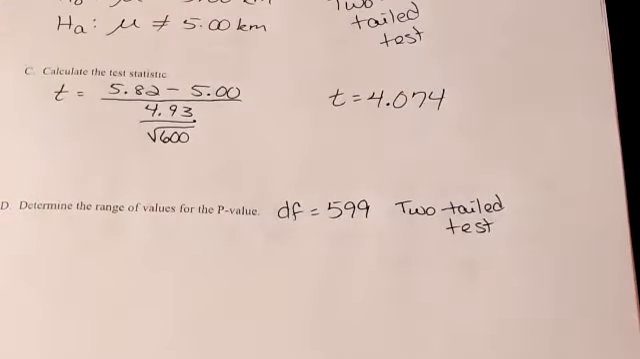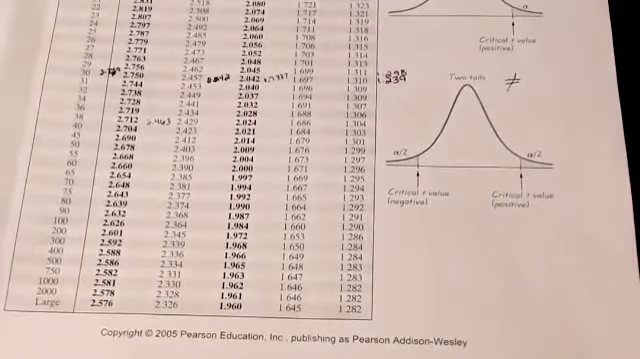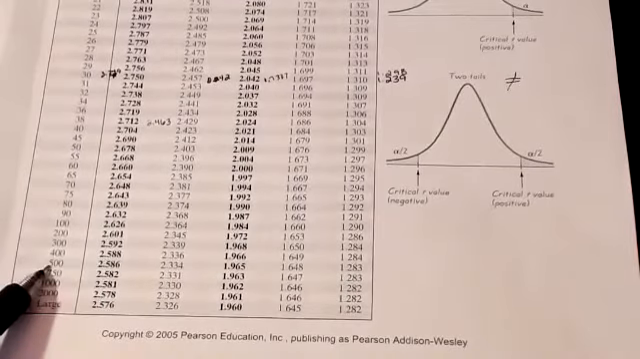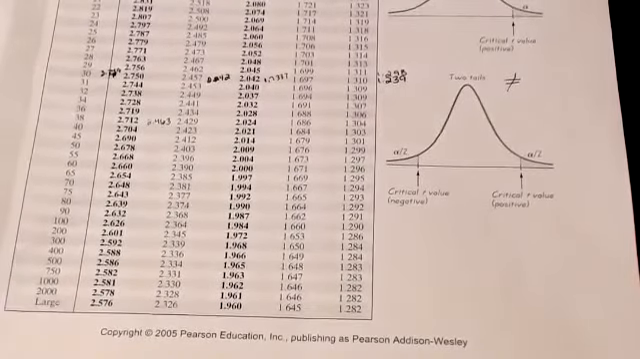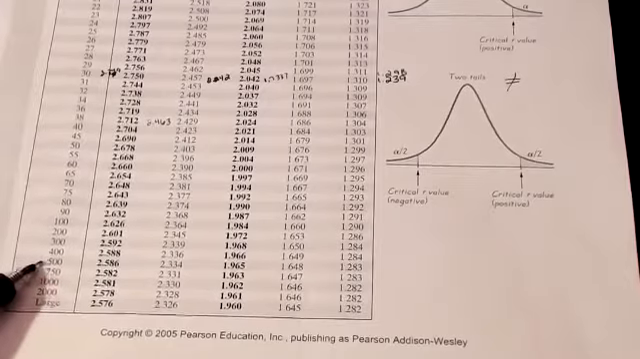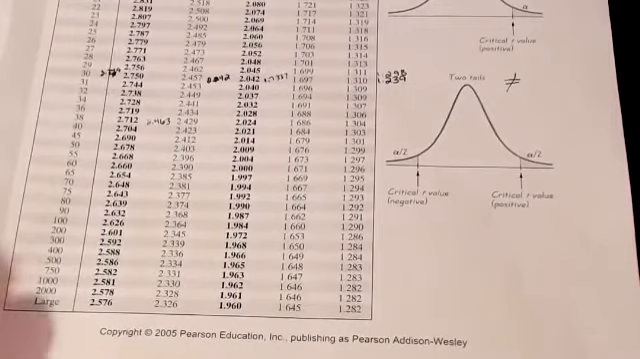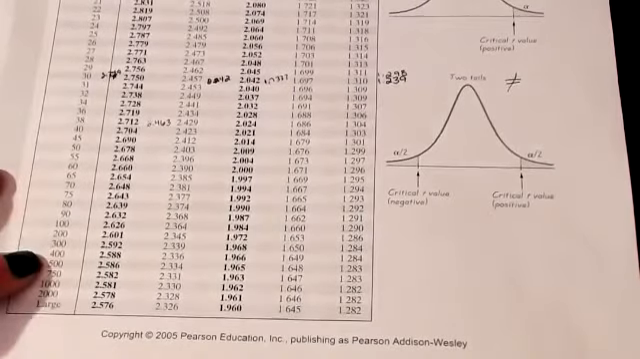And we essentially want to know, where are my degrees of freedom 599? So I'm going to show you something. Notice we have degrees of freedom 500 and degrees of freedom 750. If you're ever wondering which row you have to go to, you want to go to the row that you're closest to. So degrees of freedom 599 is going to be closer to 500 than it is to 750 for sure. So we're going to be in this row of 500.